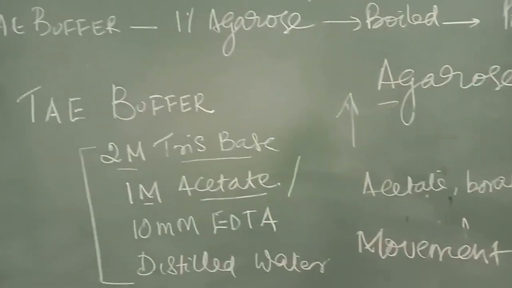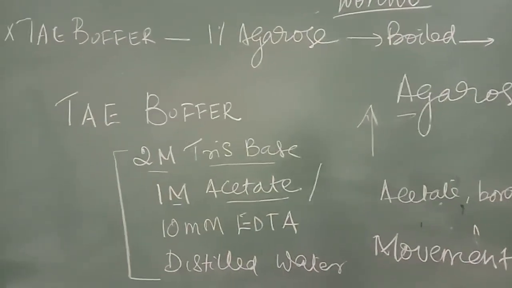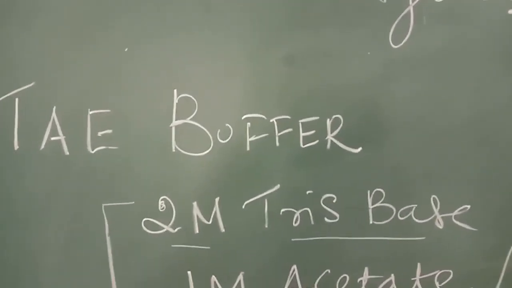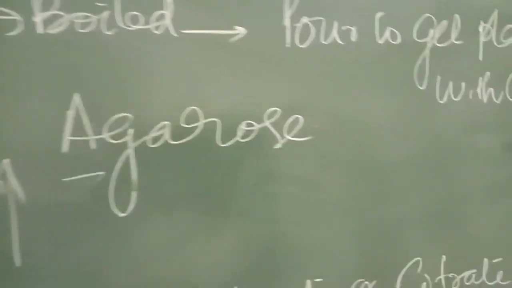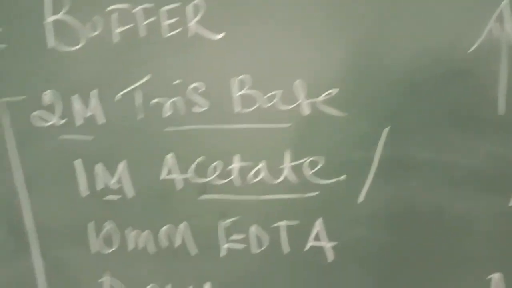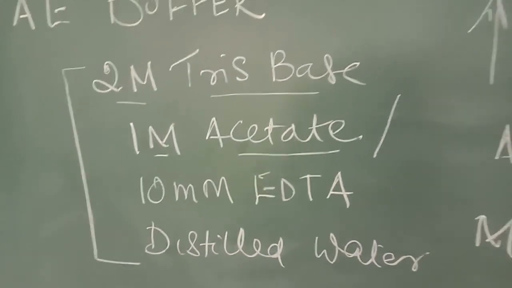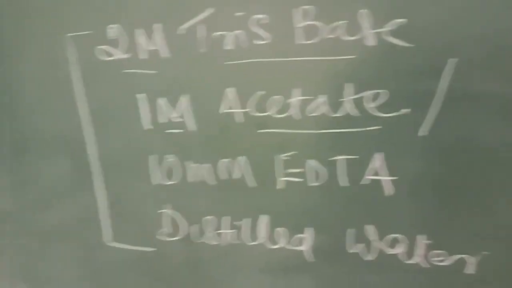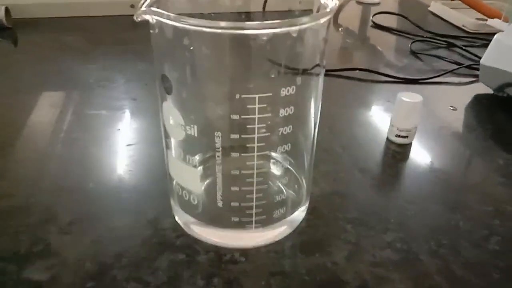So as I told you, the two important components required for agarose gel electrophoresis are, first, TAE buffer and, second, agarose. You know the composition; we have discussed what the composition of TAE buffer is. Based upon this composition, we have prepared TAE buffer. The TAE buffer is ready now.